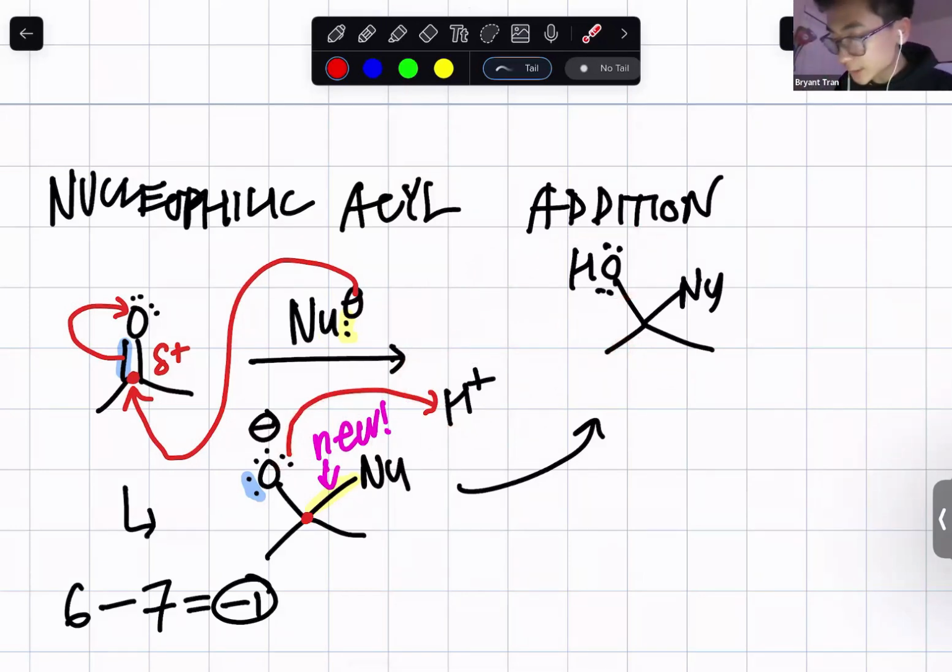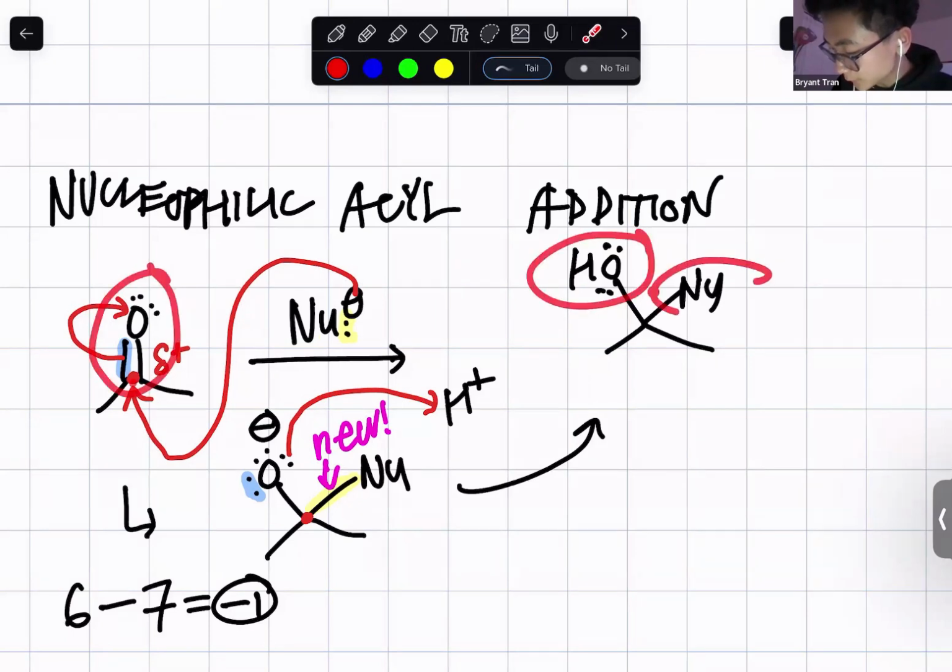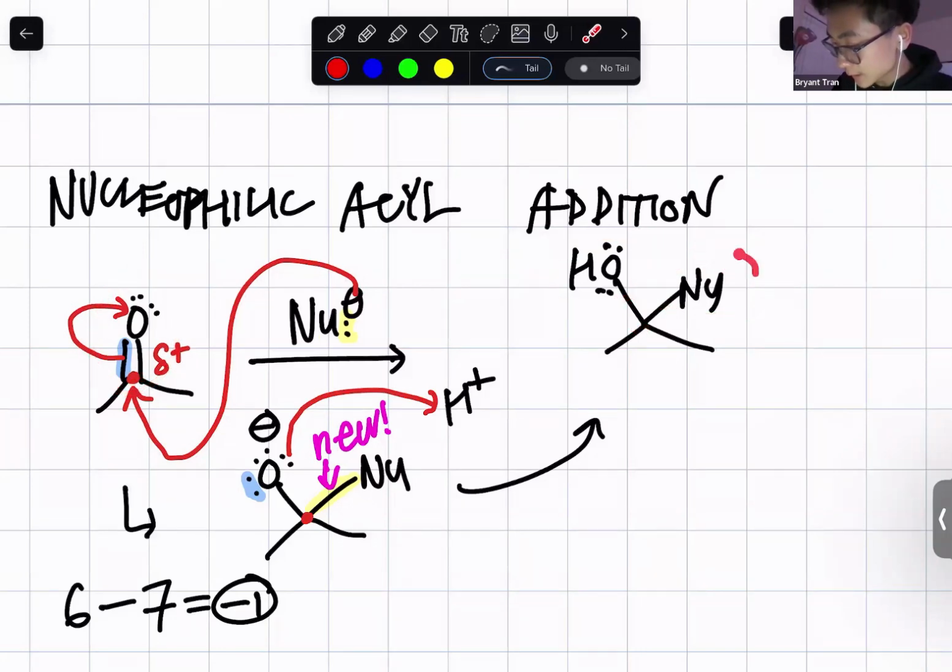And that's nucleophilic acyl addition. This is the acyl group, right? We added the nucleophile, right here, the nucleophile, onto the carbonyl, right? Addition is the adding part. Added the nucleophile onto the acyl. So that's what the name of the mechanism means. Adding a nucleophile to the acyl or carbonyl.